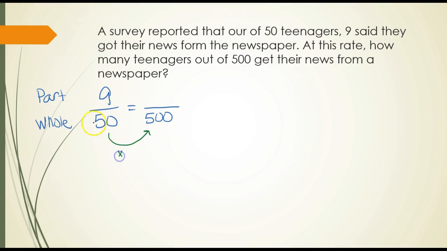So what do you need to multiply by 50 to get to 500? If you're not sure, in your calculator, you can take that 500 and divide it by 50. Good, you guys got 10. So we're going to multiply by 10, and then we multiply this by 10, and we get a total of 90. So, only 90 teenagers read the newspaper, which is perfectly fine.